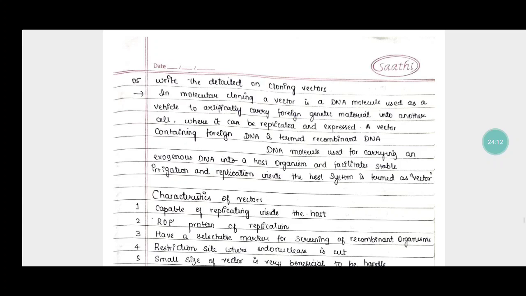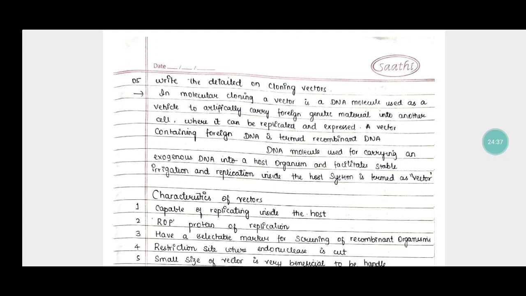And lastly, question number 5, write the detail on cloning vectors. So the cloning vector is a DNA molecule which is used as a vehicle to artificially carry a foreign genetic material into another cell, where it can be replicated and expressed. A vector containing foreign DNA is termed a recombinant DNA.